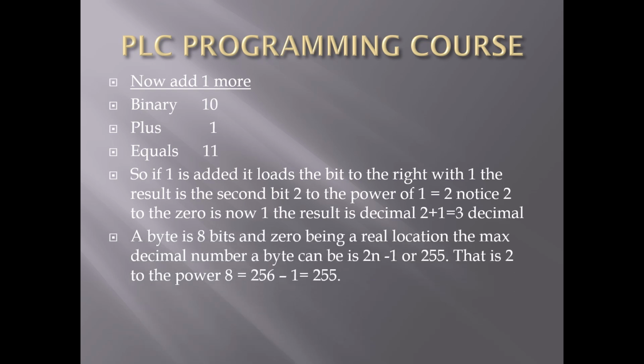A byte is 8 bits, and 0 being a real location, the max decimal number a byte can be is 2 to the n minus 1, or 255. That is 2 to the power of 8 equals 256, minus 1 equals 255. The way you get there is if you took all the bit locations and their power decimal equivalent, 2 to the 0 is 1, 2 to the 1 is 2, 4, 8, 16, 32, 64, and 128, bits 0 to 7, you get 255.